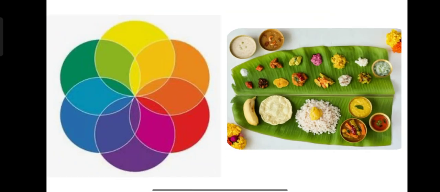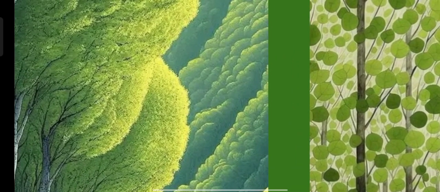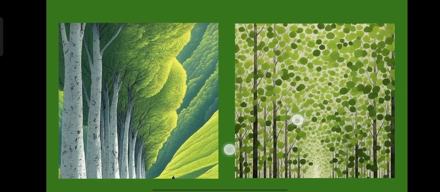Then these are two paintings. What are the primary colors used in these? We can see green in both, isn't it? So green comes, as well as for light green they have used yellow. Here also there are shades of yellow, so yellow is common for both.